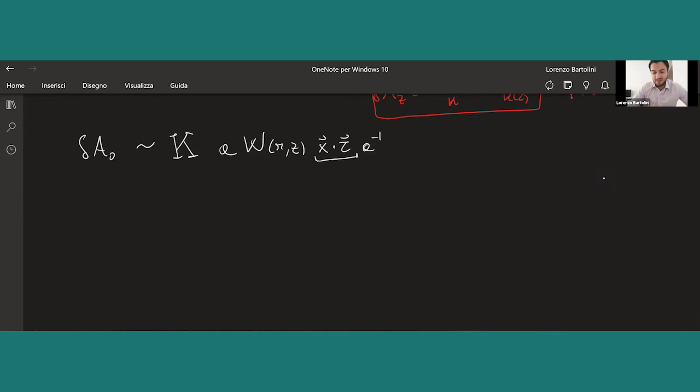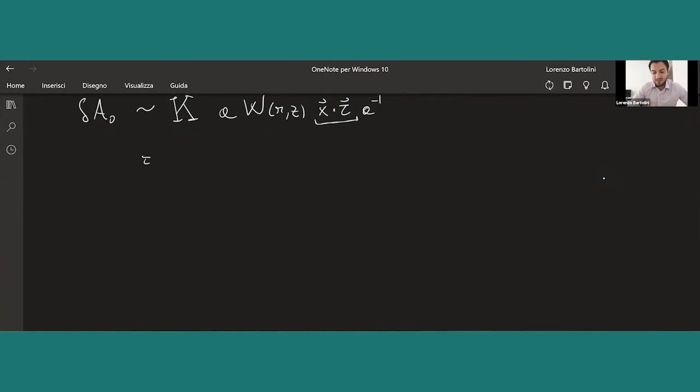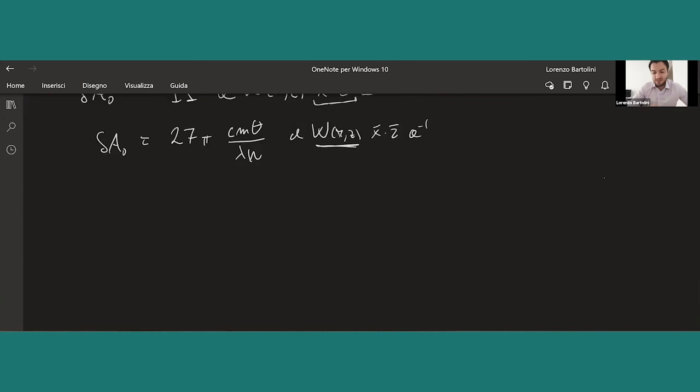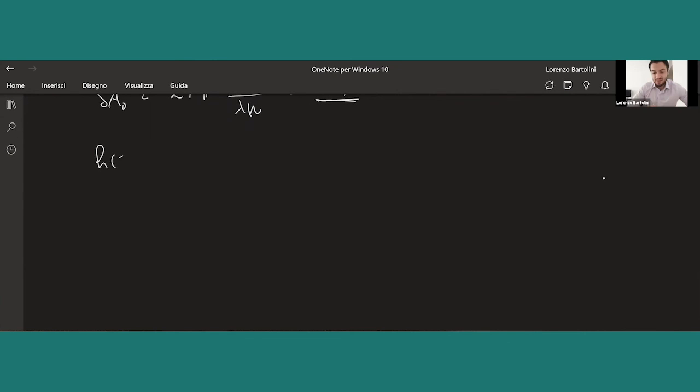So it has this structure, and it turns out that the constant in front, we can choose it to be a particularly useful one, 27 pi Cm theta over lambda k, and then times w of r and z, x dot tau a to the minus 1. Okay, perfecto. And now we plug these ansatz into our equation of motion, and we obtain an equation for this function w. And again, this is a bit tedious, but we've already done it. And it is this, where now I tell you what these objects are.